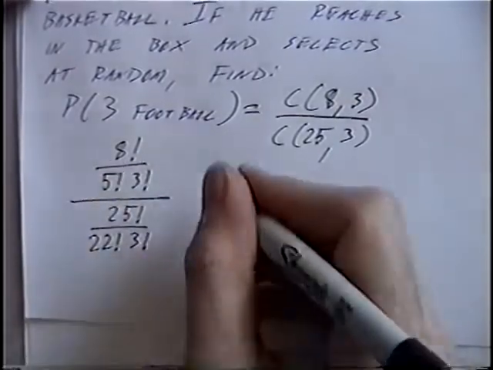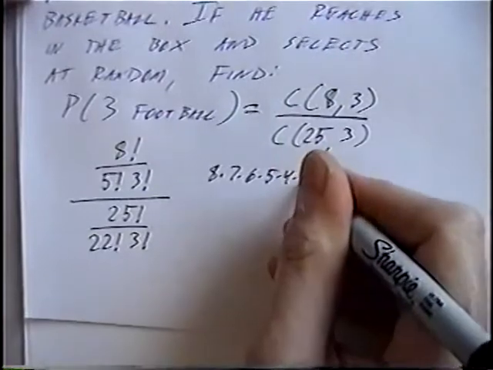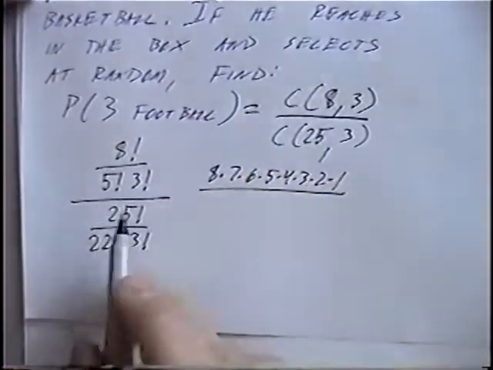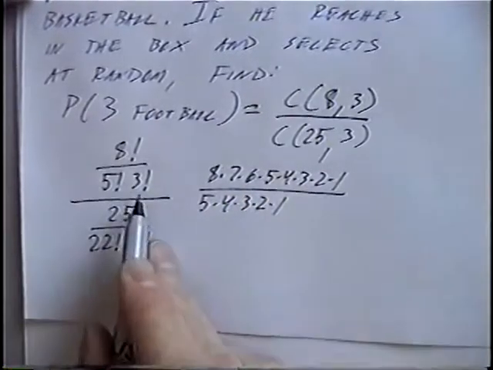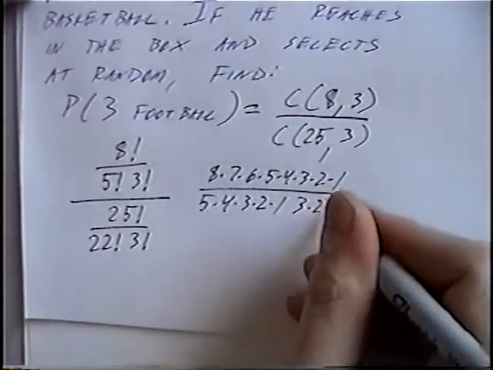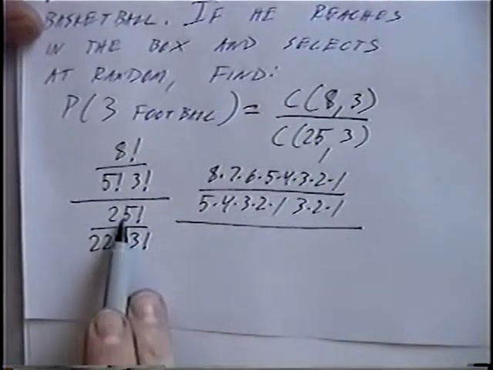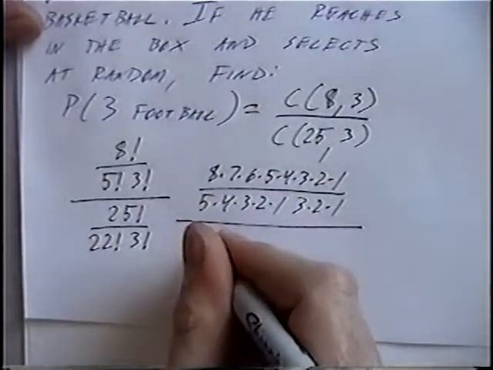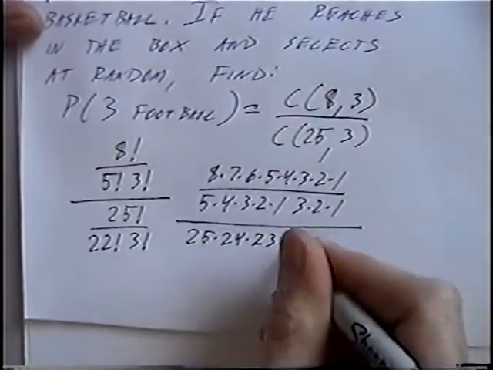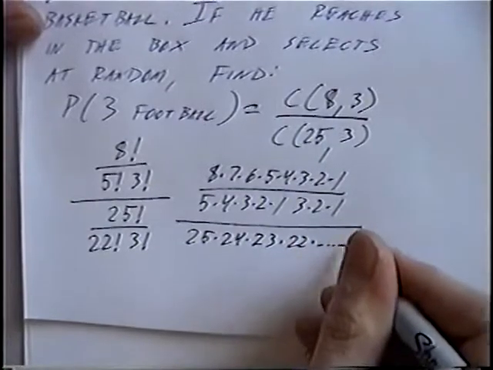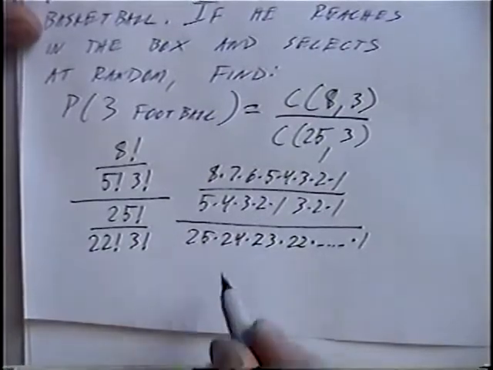Simplifying this out, 8 factorial would be 8 times 7 times 6, all the way down to 1. 5 factorial would be 5 down to 1. And 3 factorial would be 3 down to 1. For the bottom fraction, we'll have 25 multiplied down to 1. What I'll do in this case is I'll go down to 22, and I'll put times down to 1. That's because we'll be crossing these numbers off in just a minute.